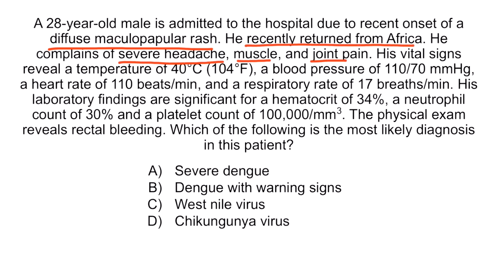This patient presents with diffuse maculopapular rash, headache, muscle, and joint pain. He recently returned from Africa. He has a high fever, low hematocrit, neutropenia, and thrombocytopenia. Additionally, the physical exam shows rectal bleeding, which likely caused low hematocrit. All these findings are consistent with a diagnosis of dengue with warning signs. Therefore, the right answer is option B.